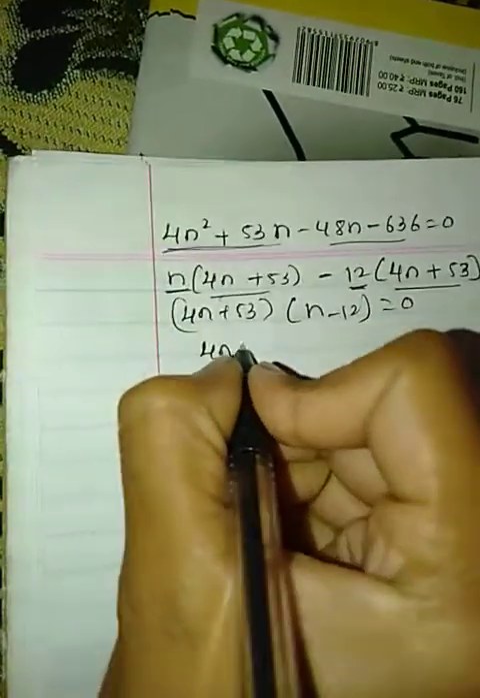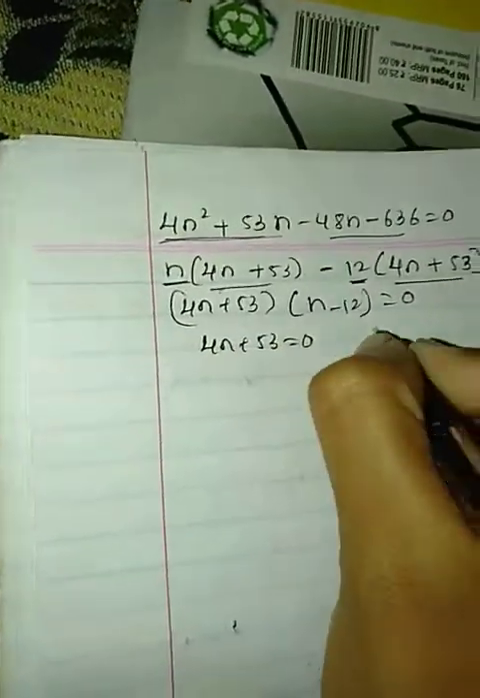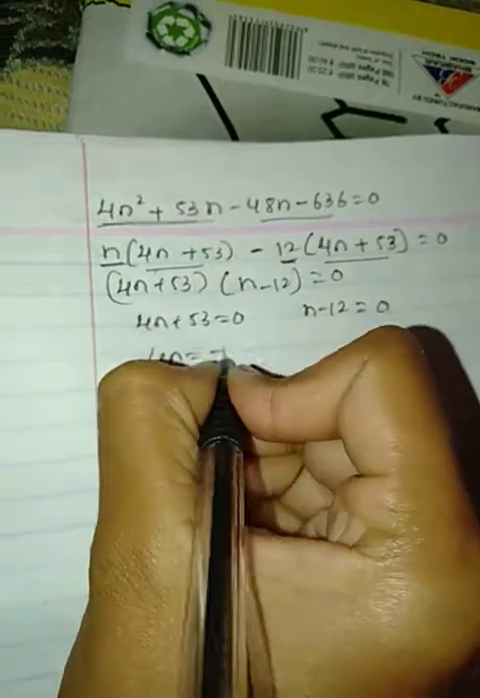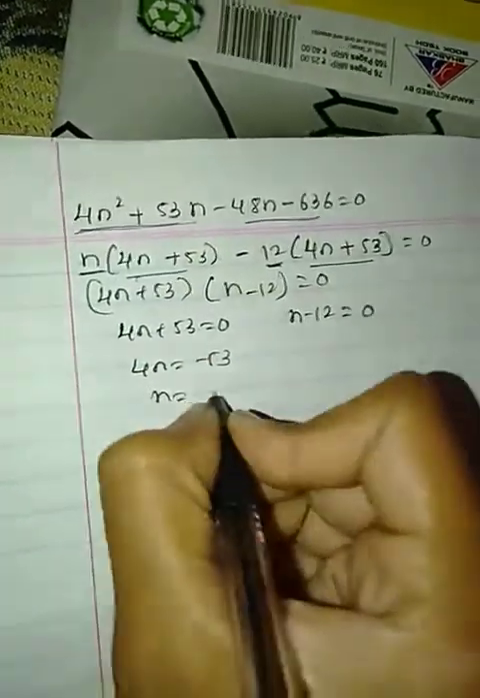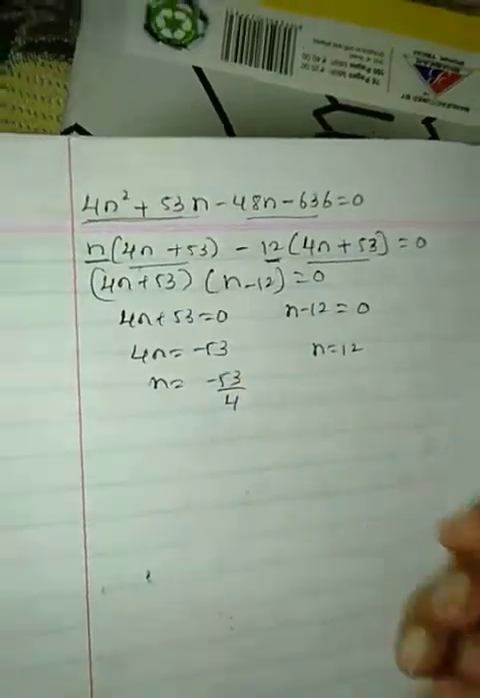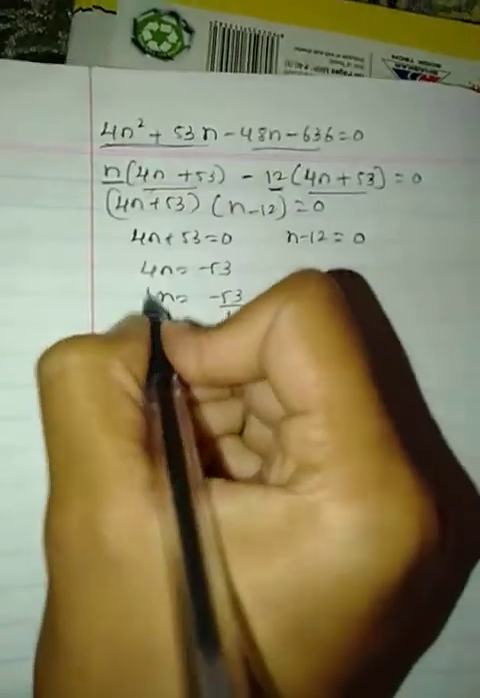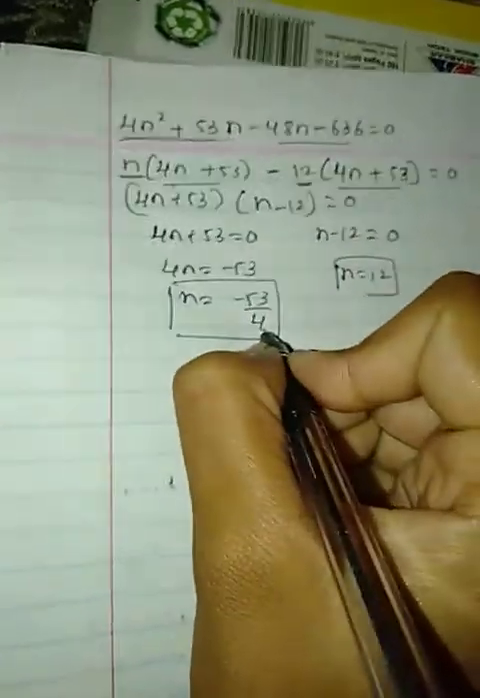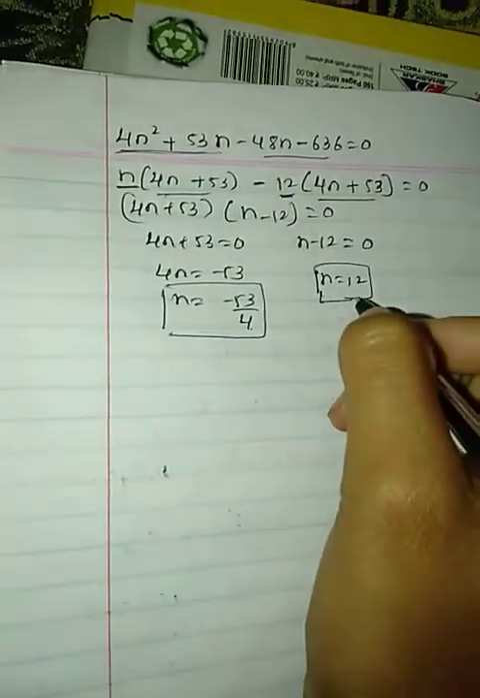Now 4n plus 53 is equal to 0, n minus 12 is equal to 0. So here 4n is equal to minus 53 and n is equal to minus 53 by 4. Here n is equal to 12. So see here the n has two values. One is n equal to minus 53 by 4. Another one is n equal to 12.